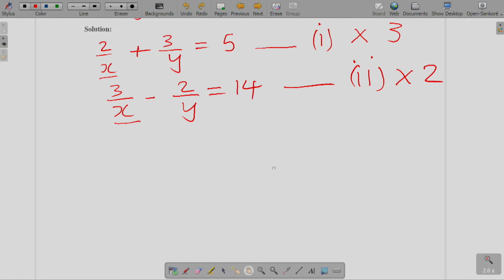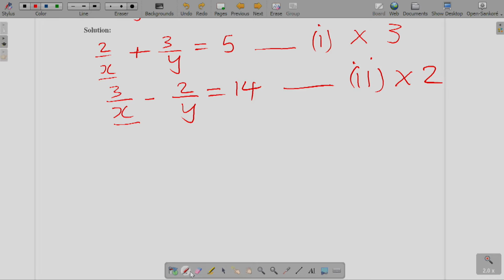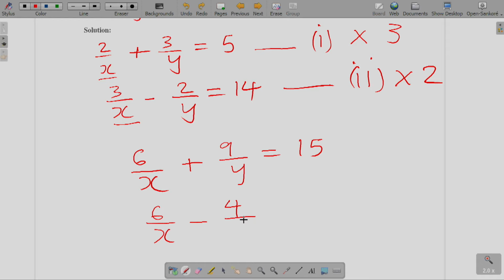So if we multiply equation 1 by 3, we'll get 6 over x, because 3 times 2 over x equals 6 over x, plus 3 times 3 over y will get 9 over y, equal to 3 times 5 equals 15. Also, on multiplying equation 2 by 2, 2 multiplied by 3 over x, we'll get 6 over x minus 4 over y equal to 2 times 14, so we'll get 28.